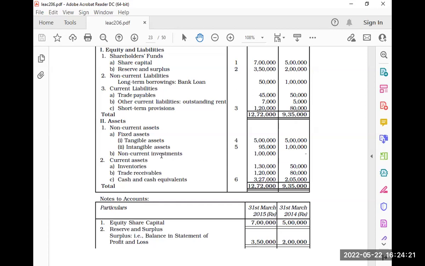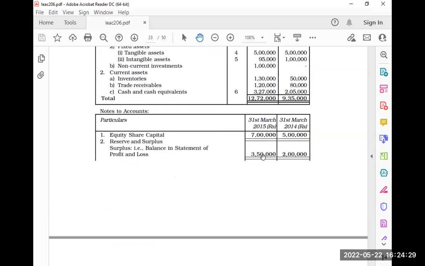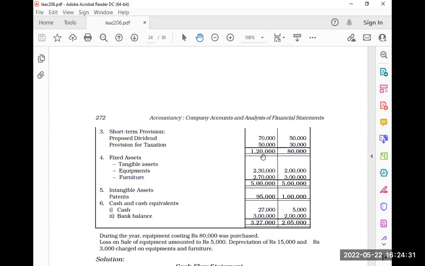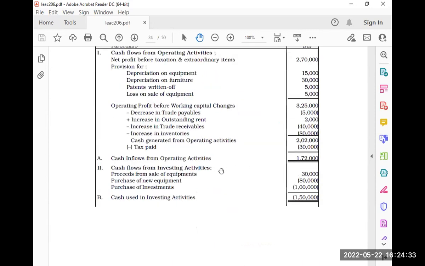Next, non-current investment was 0 in the last year. Now it is 1 lakh. So there is an investment made. So is it inflow or outflow? Outflow. So we write in the cash flow statement, cash flow from investing activity: purchase of investment 1 lakh. Look at this, this 1 lakh is there. Okay, these two we have to find out by preparing a small ledger account.